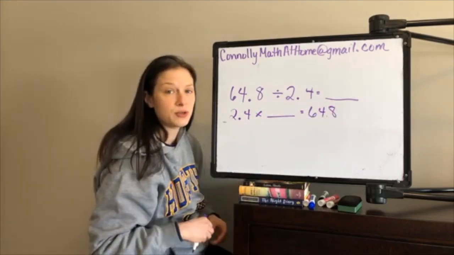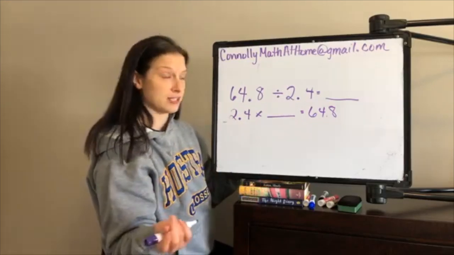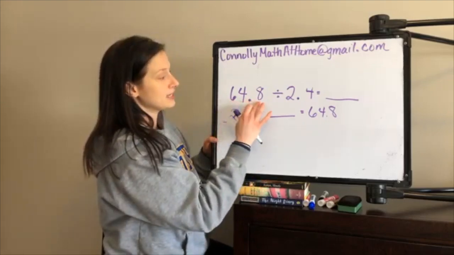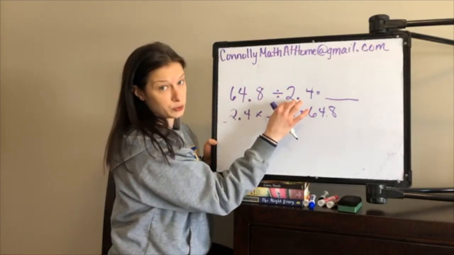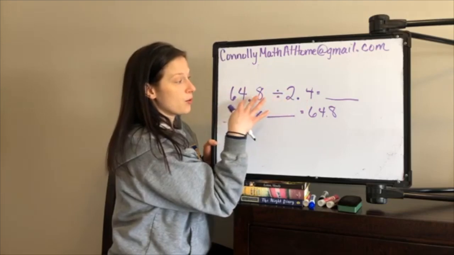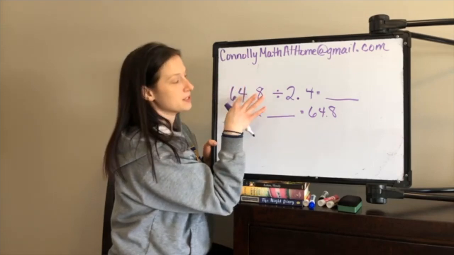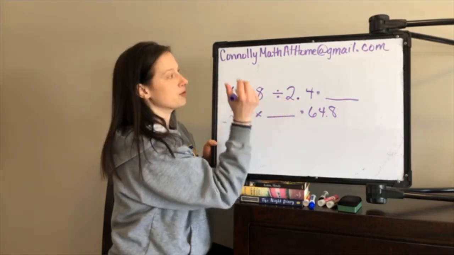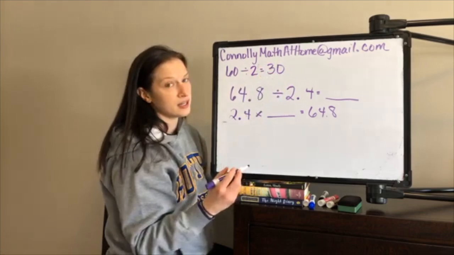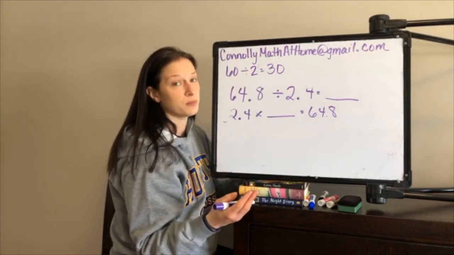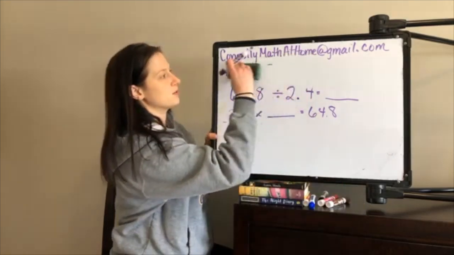The first thing I want to do is make an estimate. So when I'm estimating, I'm going to do some rounding, as you know. 64 and 8/10 is close to 65. 2 and 4/10 is close to 2. I'm going to round this actually to 60 and not 70, because I'm dealing with 2 over here and I just want to make an estimate. So 60 divided by 2 is 30. My estimate is that my quotient will be somewhere around 30.